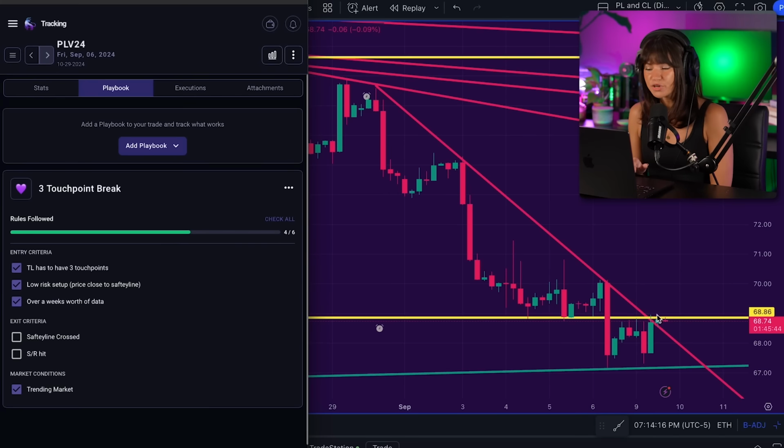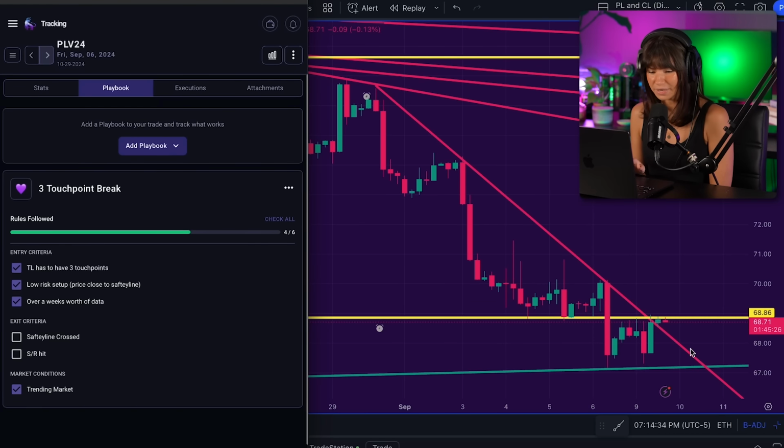All right, next step, what is my entry and exit criteria? If we're using this setup right here as an example, my entry criteria is this for this specific playbook. Does the trend line have 3 touch points? Is it a low risk setup? And does the trend line have over a week's worth of data? In this scenario, yes, we can check off all of these boxes for the entry criteria.